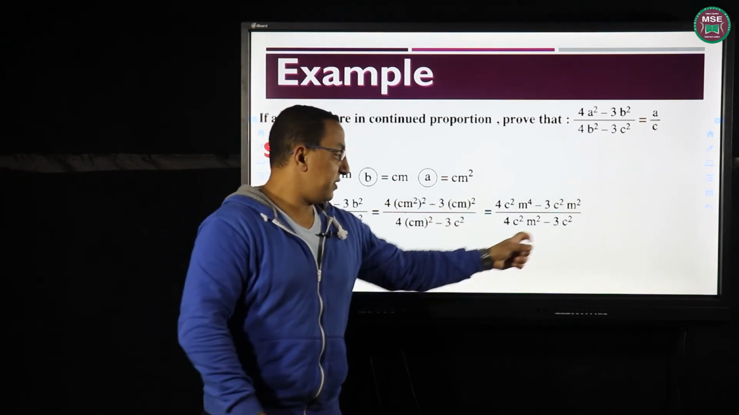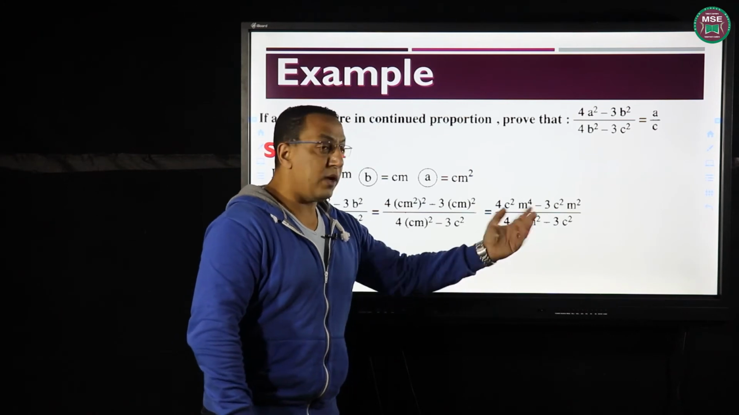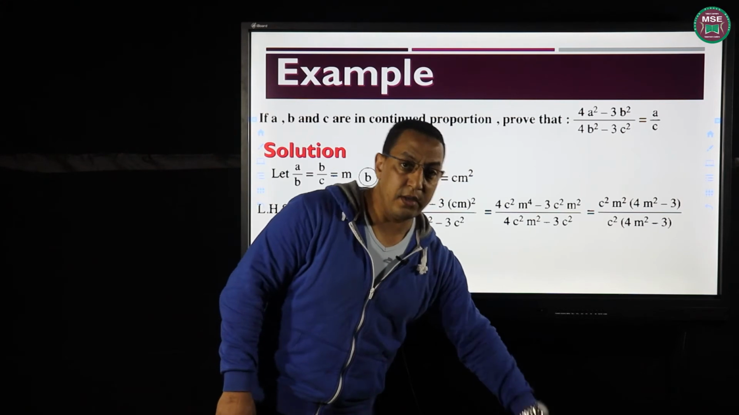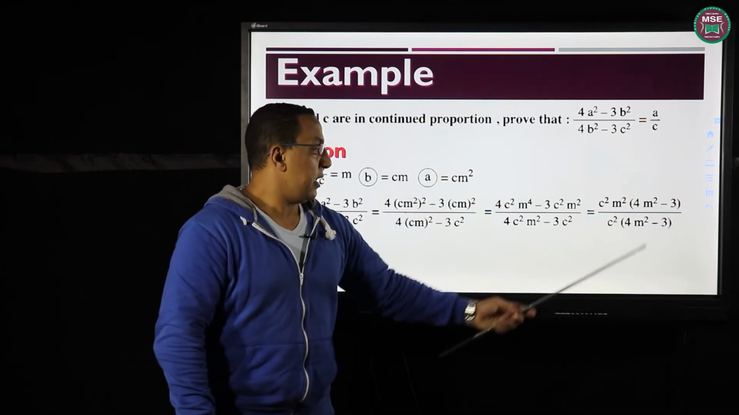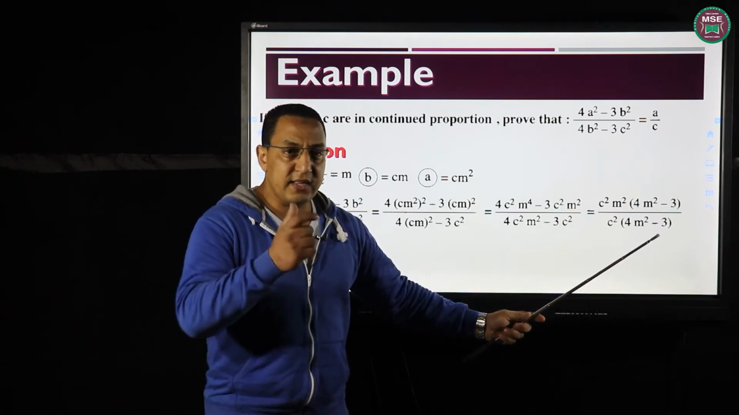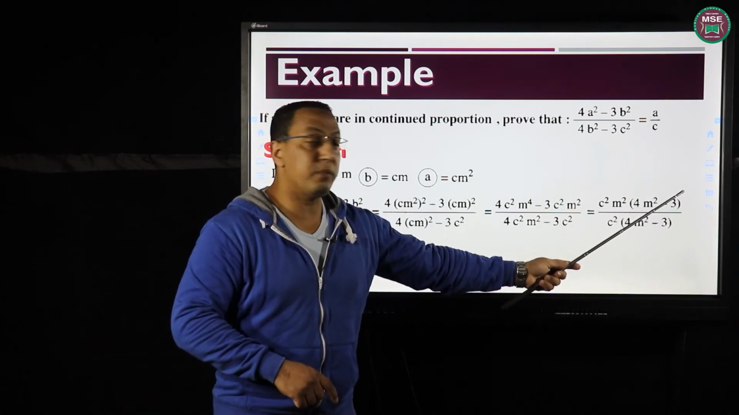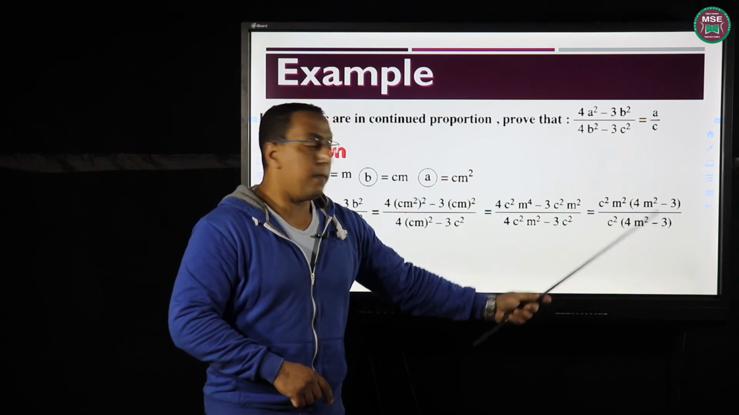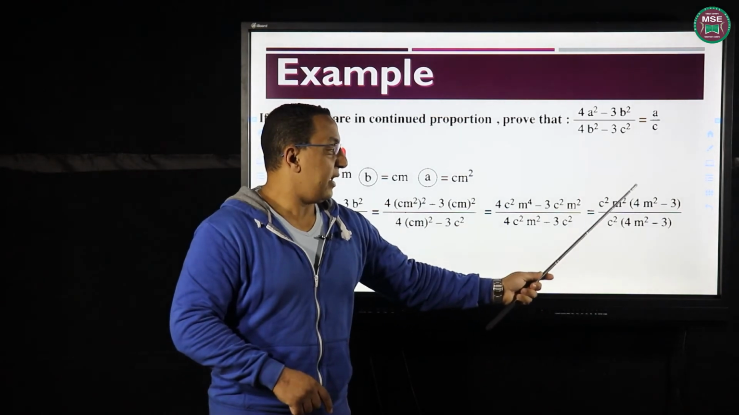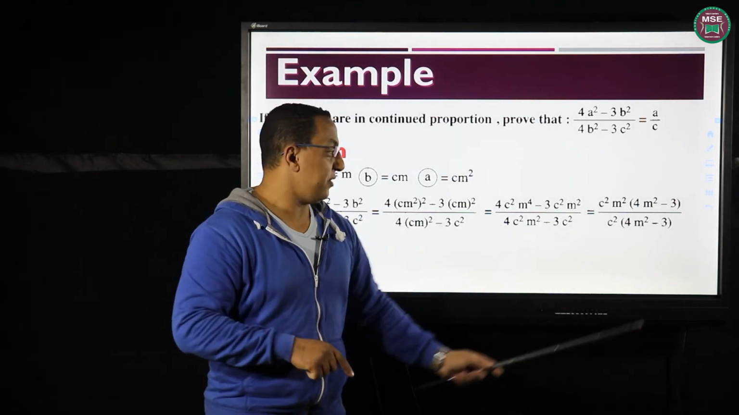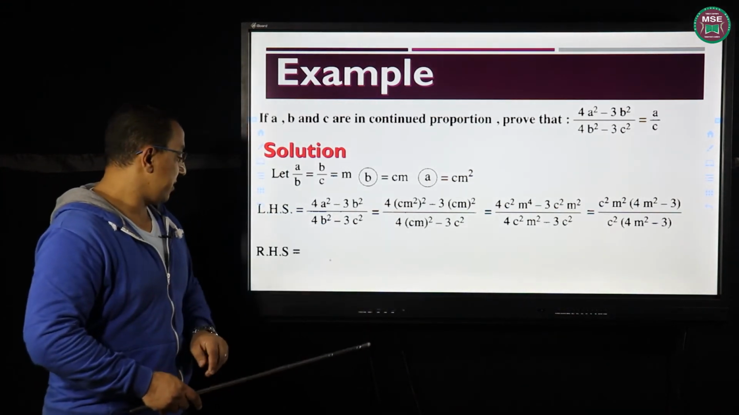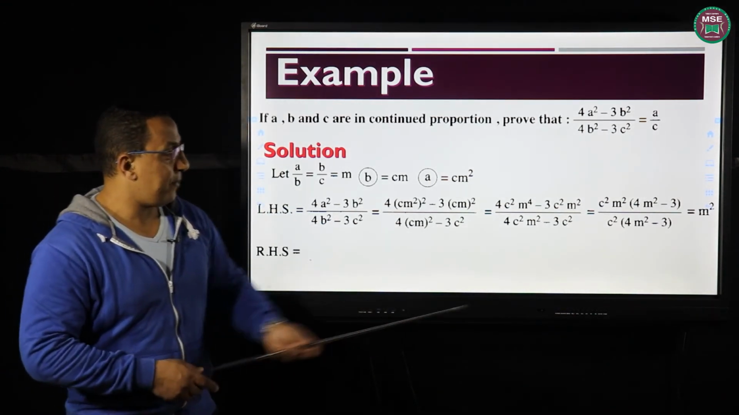Down, I have C power of 2 common, so I'm going to collect C power of 2 outside. Up, I have C power of 2 M power of 2, and down I have C power of 2. The remainder inside the bracket will be 4M power of 2 minus 3 up and 4M minus 3 down. I'm going to cancel the brackets together and cancel C power of 2 with C power of 2. It will be equal to M power of 2.